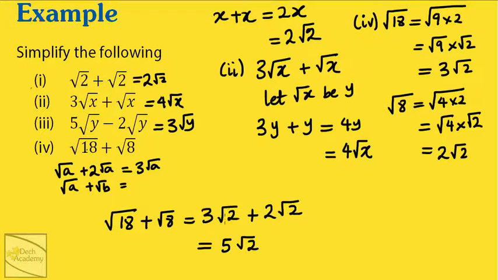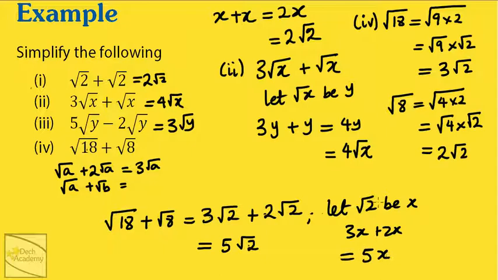So it's easier to manipulate because from here I just jumped, well, I said 3 root 2 plus 2 root 2 is 3 plus 2, which is 5, and then you just keep the root 2. Alternatively, you could have said let root 2 be x, so it's 3x plus 2x, which is 5x, and x is root 2, so it's 5 root 2.